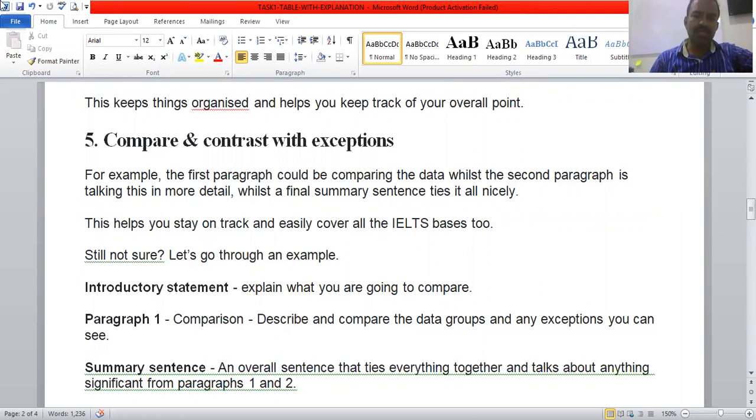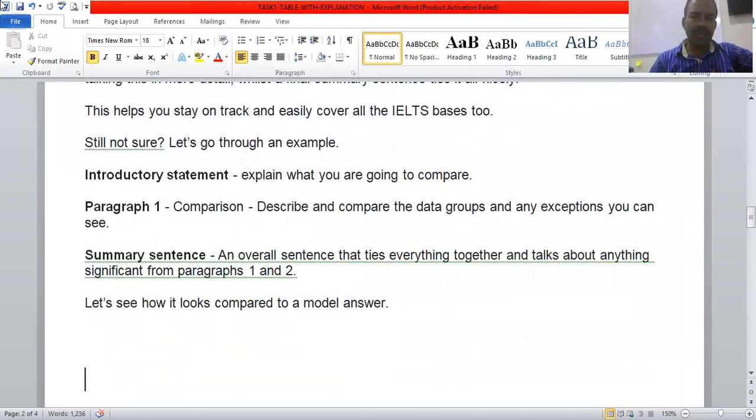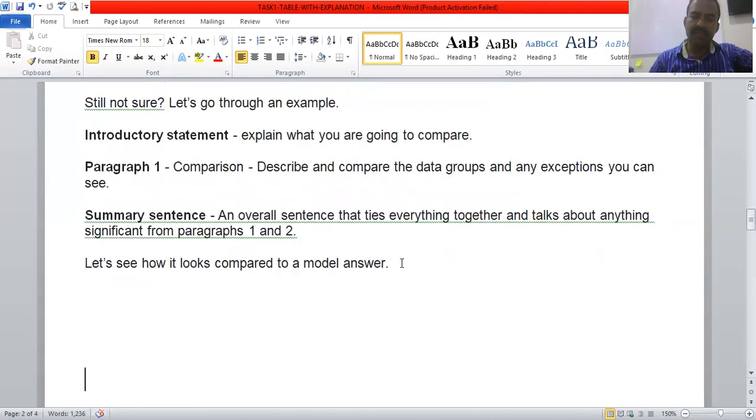Still not sure? Let's go through an example. Introductory statement: explain what you are going to compare. Paragraph 1, comparisons: describe and compare the data groups and any exception you can see. So for the first paragraph, you will give some introduction before it, and then you give the comparison. What comparison? The highest and the lowest and the two groups of the information. Summary sentence: an overall sentence that ties everything together and talks about anything significant from paragraphs 1 and 2. So it means it gives the overall summary sentence. Okay?